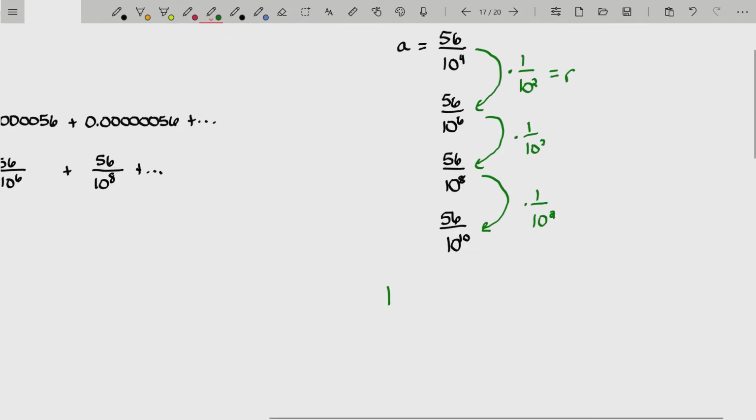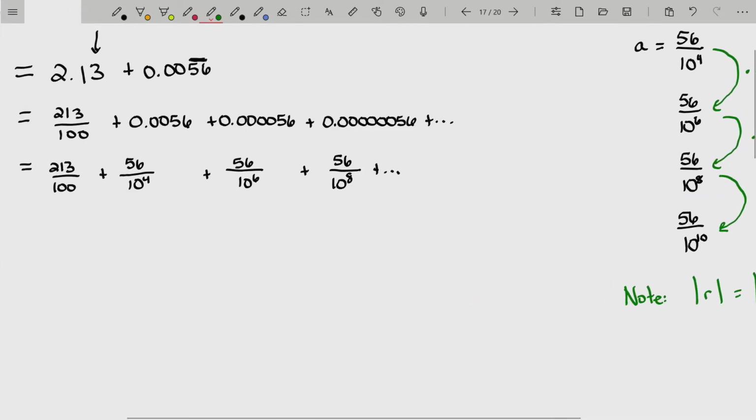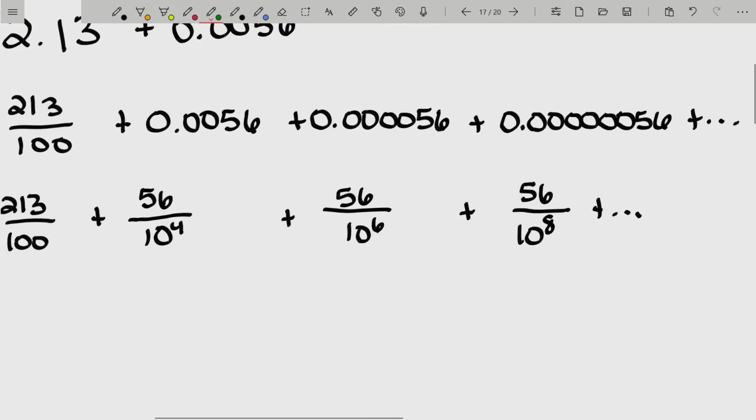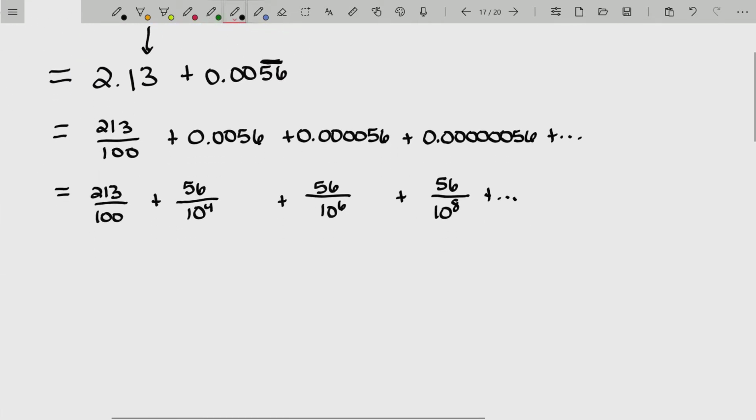Again, I'll note the common ratio, its absolute value, is the absolute value of 1 over 10 squared, which is 1/100th, which is less than 1. That's going to be critical because I want to add these values up, as you can see in black here. I want to add these values up forever and ever. So I'd like the common ratio to be less than 1 in magnitude. That 213 over 100 is still going to hang out front for a bit.